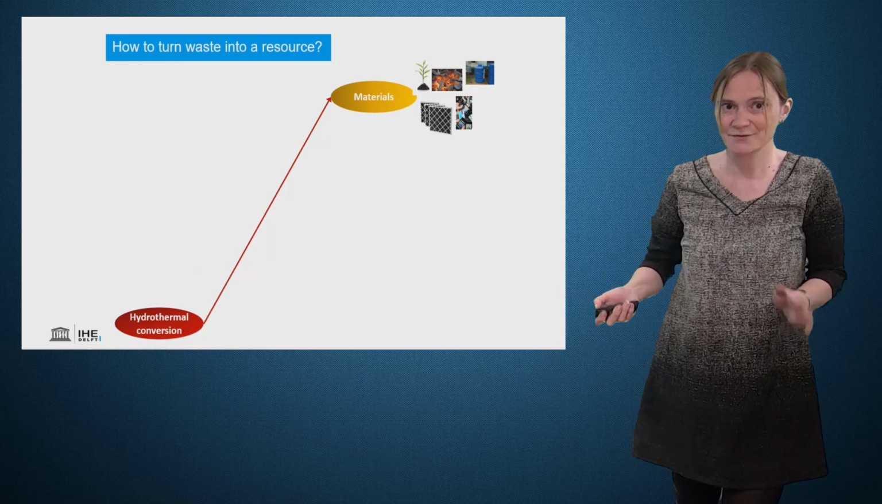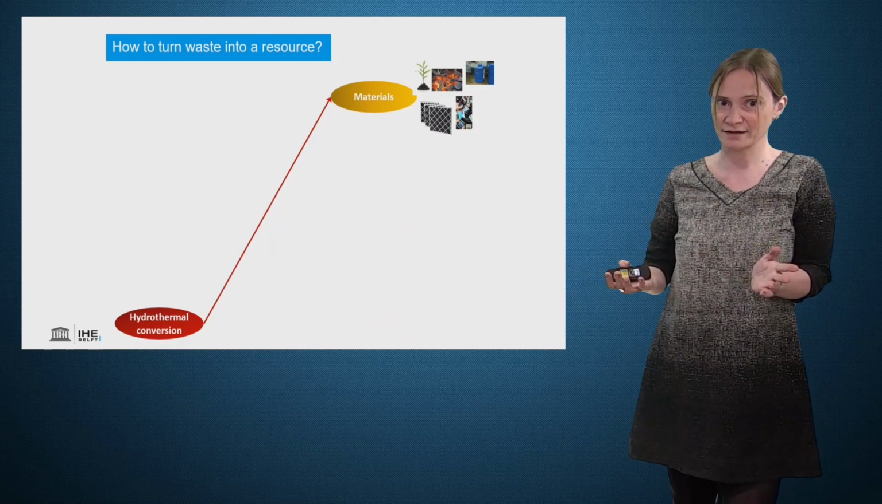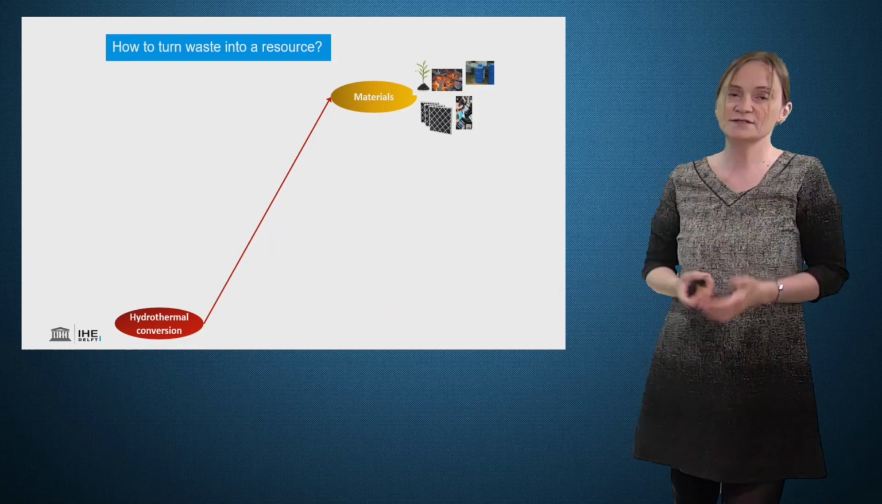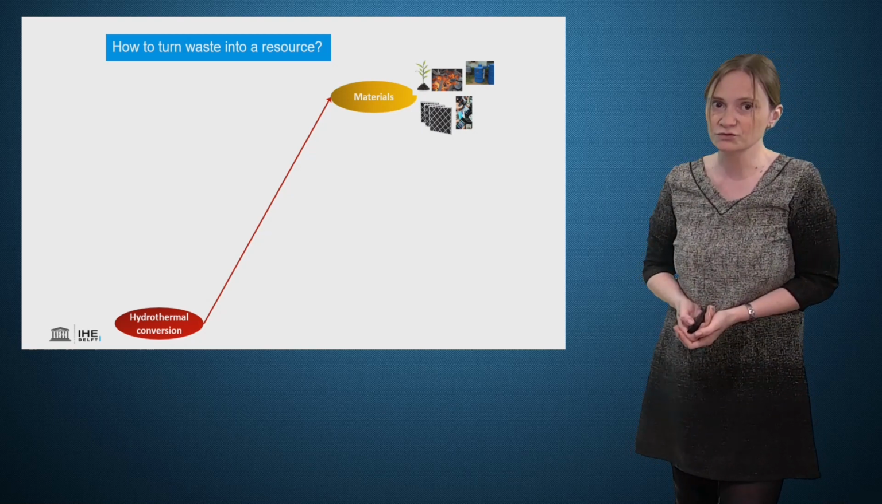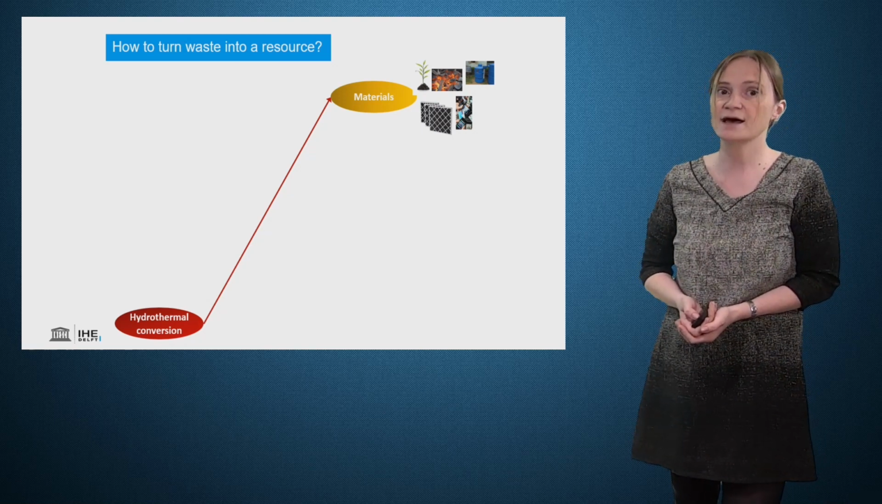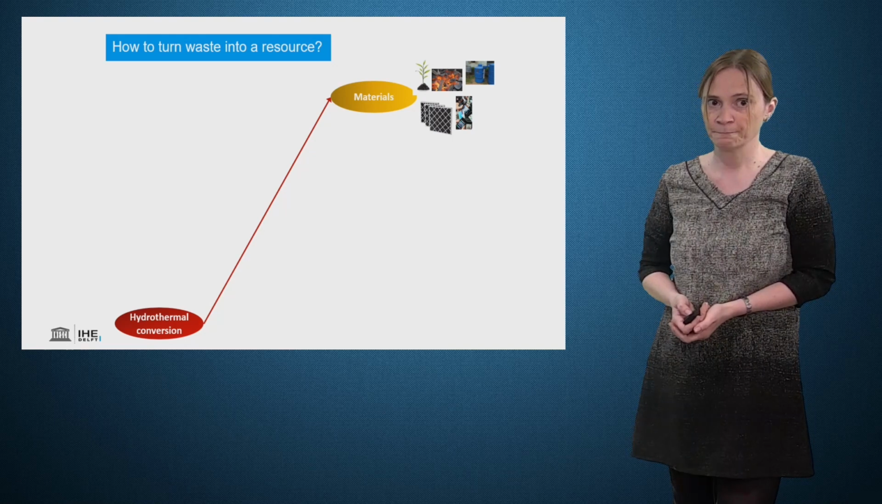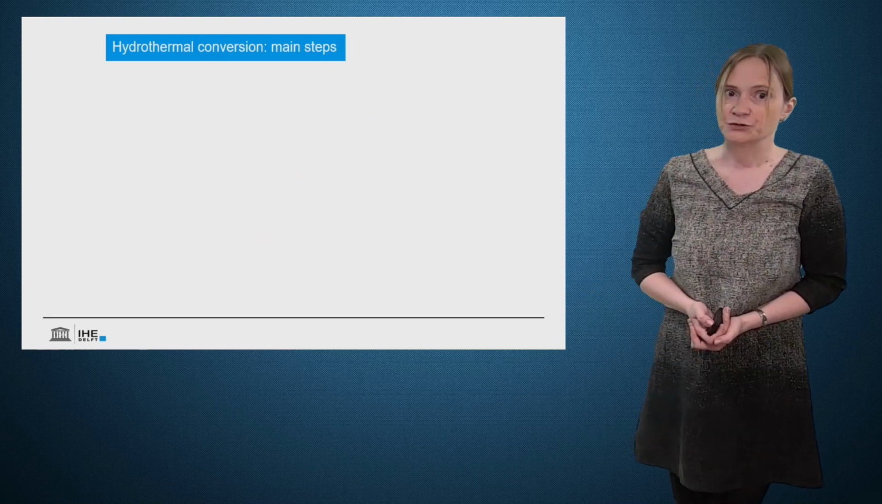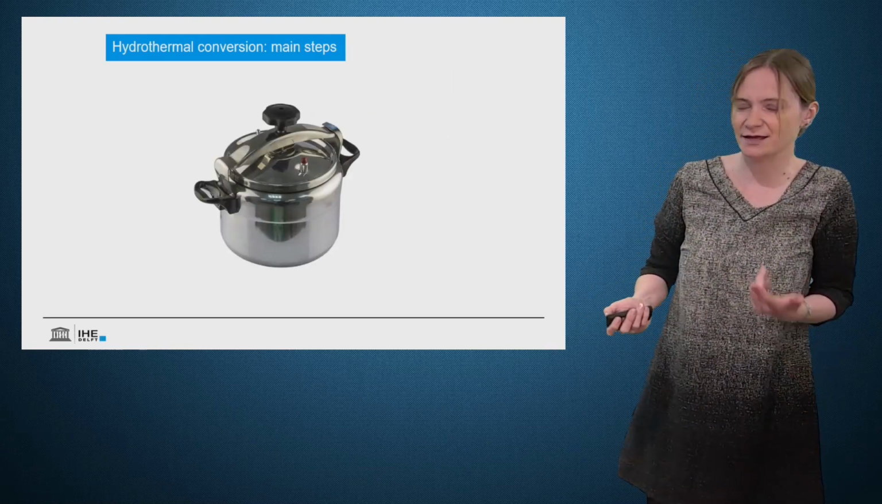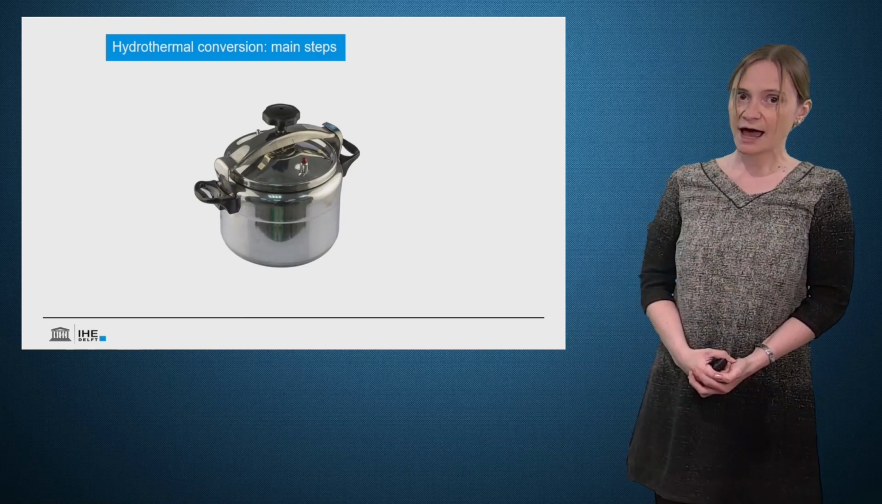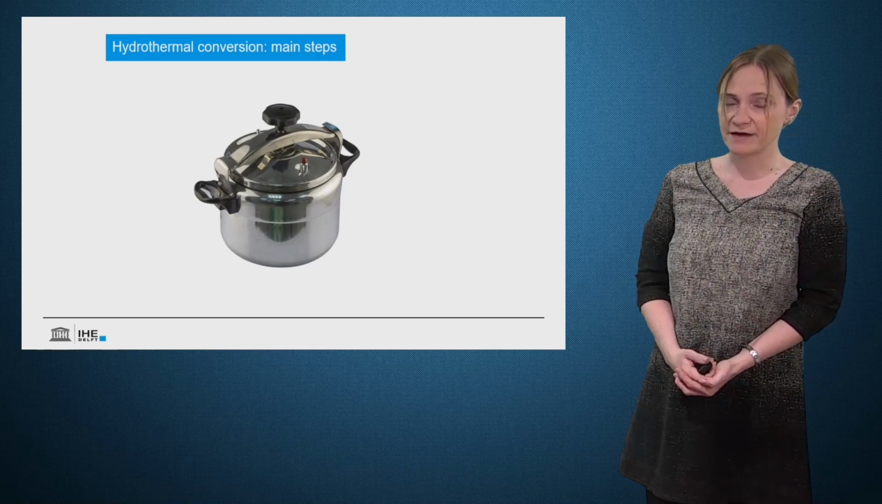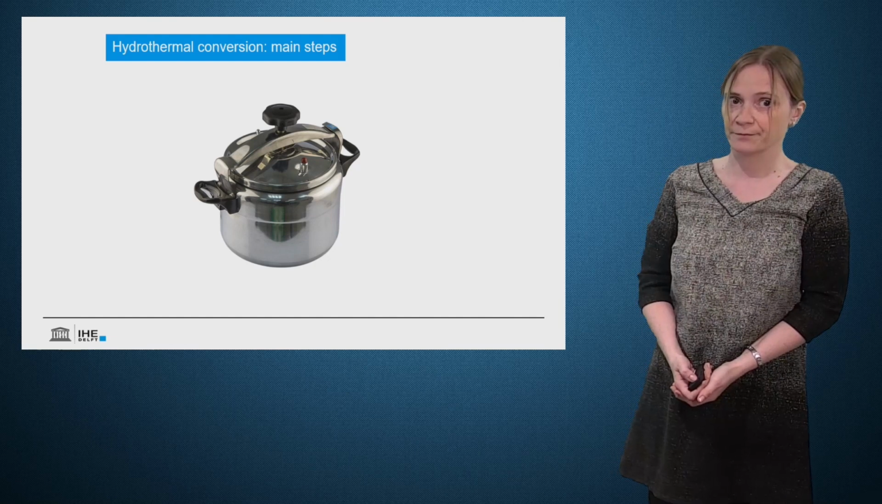Now that we have seen the main step of the biochar value chain by pyrolysis, let's consider the main other possible route to obtain biochar, namely hydrothermal conversion. What is hydrothermal conversion? Well, the best explanation may be simply this. Hydrothermal conversion is very similar to a pressure cooker.